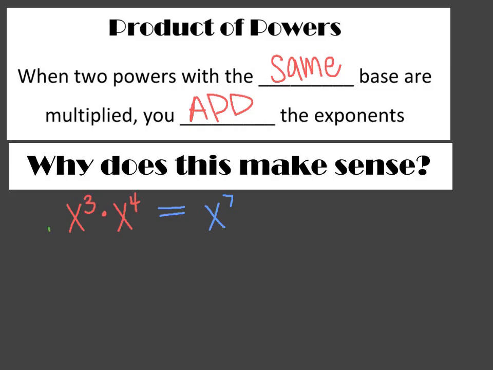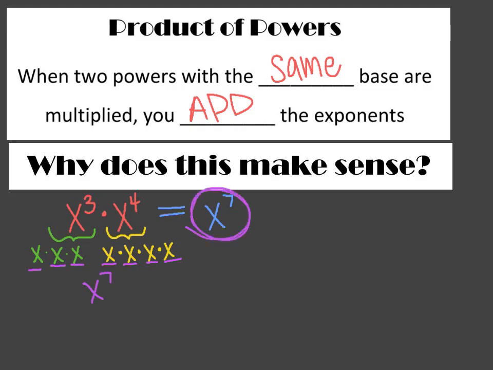Well, if I think about x to the third power, I know that what that actually means is x times x times x, okay? And then if I also think about x to the fourth power here, well, I know that that means x times x times x times x. And then if I look at this all together, well, I have x times itself 1, 2, 3, 4, 5, 6, 7 times. So if I were to write that as an exponent, it would be x to the 7th. So even though my rule allowed me to take this shortcut and get the answer right away, why it makes sense is shown over here.